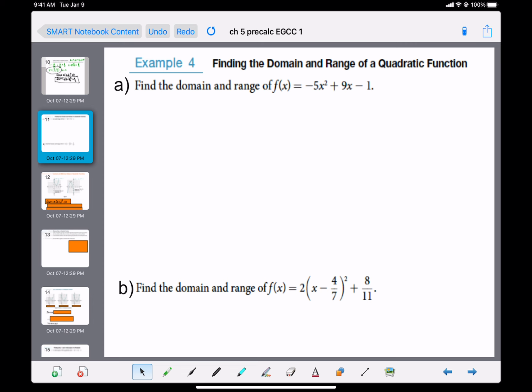So, going back to any parabola at all, I'm going to draw a little picture. If our a is greater than 0, so a positive number, our parabola looks like that. This is our absolute minimum. If our a is less than 0, so a negative, our parabola looks like that. The vertex is an absolute max. And that's going to help us find our domain and range.